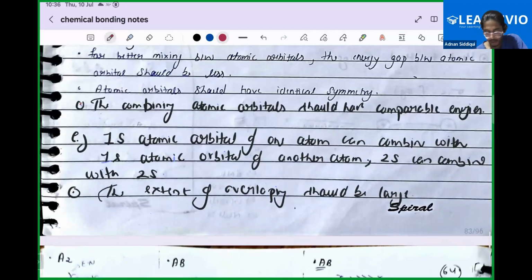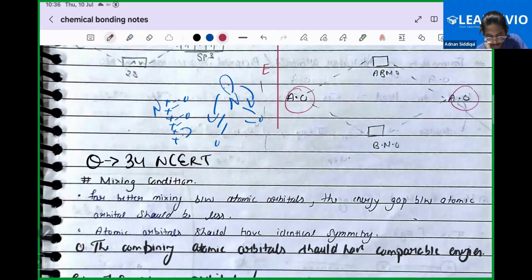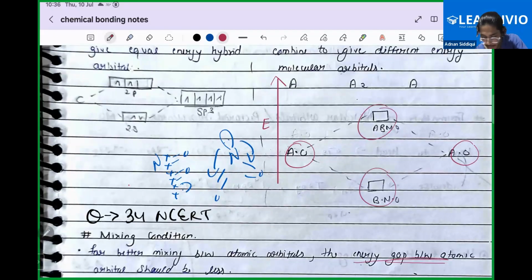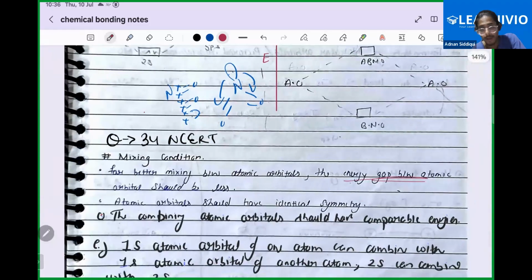And what else? This third point I have mentioned here as well. The combining atomic orbitals should have comparable energies, and the energy gap between atomic orbitals should be less, and atomic orbitals should have identical symmetry. These are three reasons. Is this clear? If you have any doubt till here, please ask, because we are going to develop the concept on the basis of these few topics.